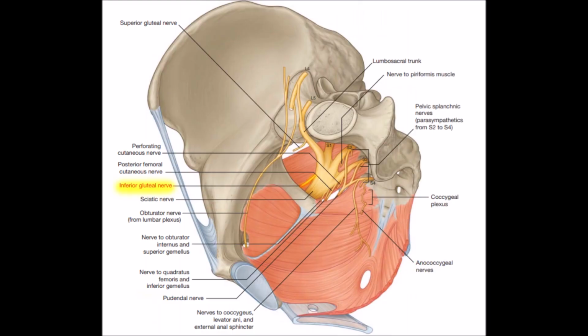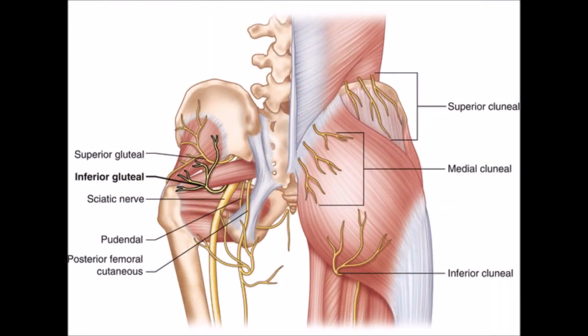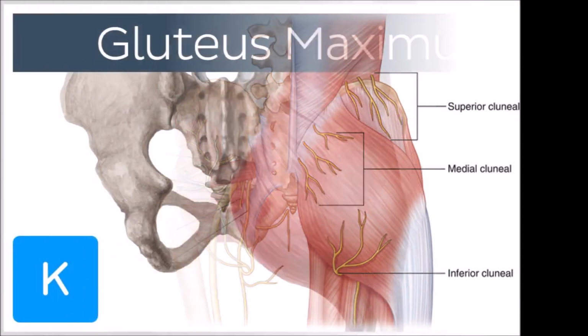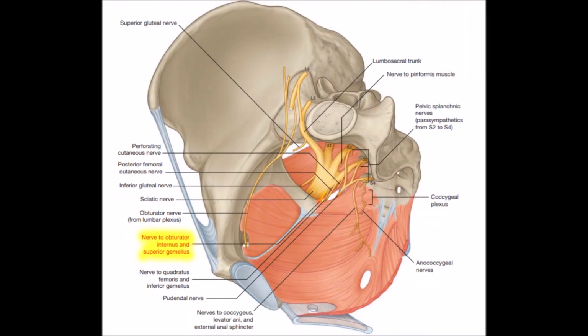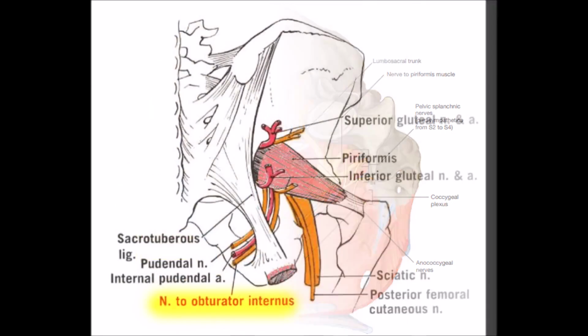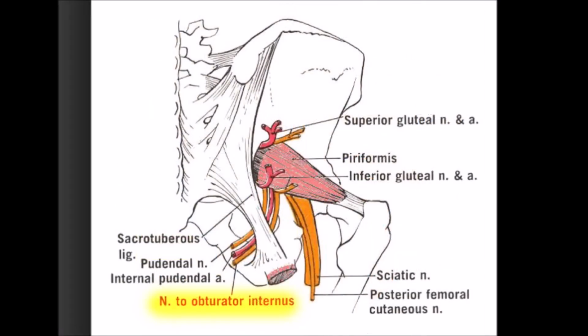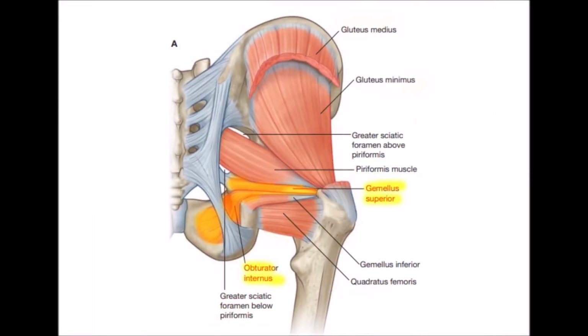Inferior gluteal nerve passes out of the pelvis below the piriformis muscle. It supplies the gluteus maximus. The nerve to obturator internus appears below piriformis to supply the obturator internus and superior gemellus.